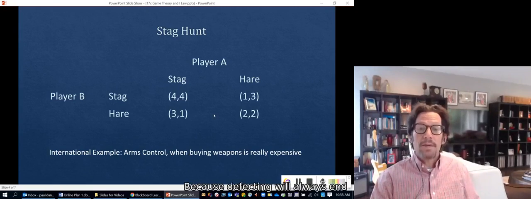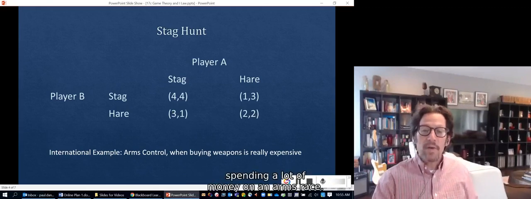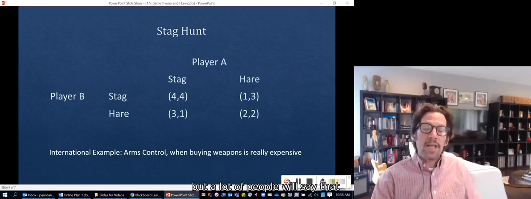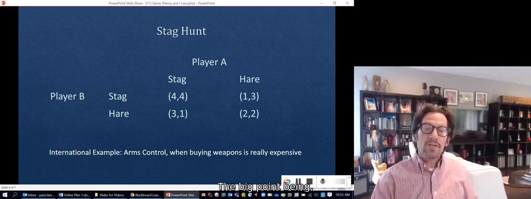Because defecting will always end up getting you back here, and you're much worse off because now you're spending a lot of money on an arms race. So that's just one example of the stag hunt, but a lot of people will say that that's what international trade looks like and so on. The big point being, once you're here at 4-4, there's no incentive to defect. And that's the key point about all of these coordination games.